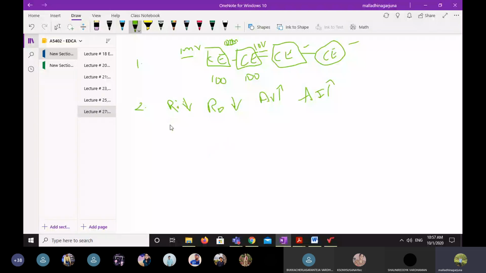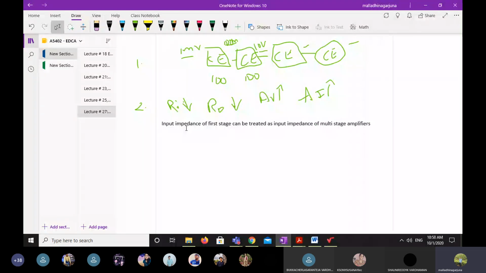The first stage. Remember one point: the input impedance of the first stage can be treated as the input impedance of the multi-stage amplifier. Okay, input impedance of the first stage.